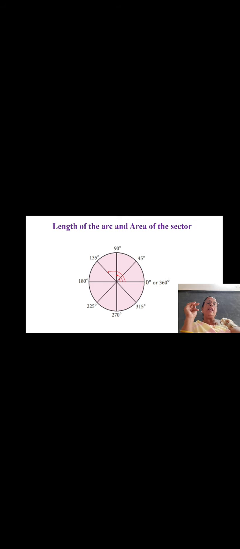Length of the arc and area of the sector. So how will you divide it? The whole circle is divided into 0, 45, 90, that is a right angle, 135, 180, a straight line, 225, 270, 315. Once again you say it is 360 degrees. So when 360 degrees is completed, you say one full rotation has gone. So the length of the arc and area of the sector can be divided in terms of angles.